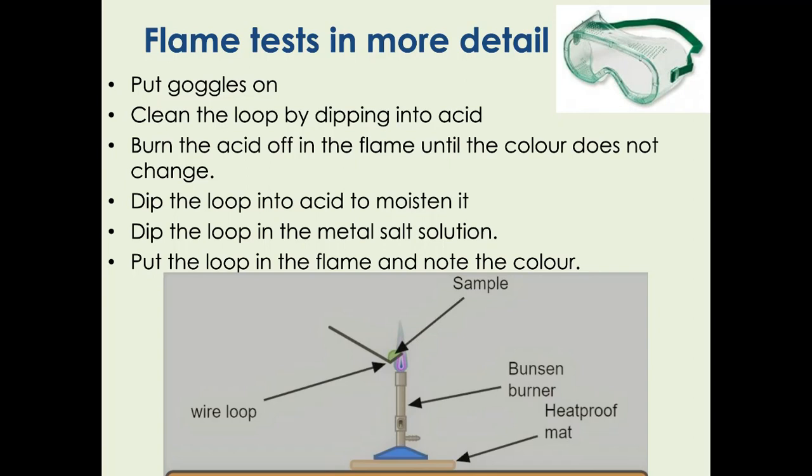Then we need to make sure we get rid of all the acid, so we put it in the blue flame until the colour doesn't change anymore. We then put it back in some new acid, and this just moistens it, and it means the sample's going to stick to it more. You then dip the loop in either the metal salt solution, or it could be the solid sample. You then put the loop in the flame, and you note the colour that it goes.